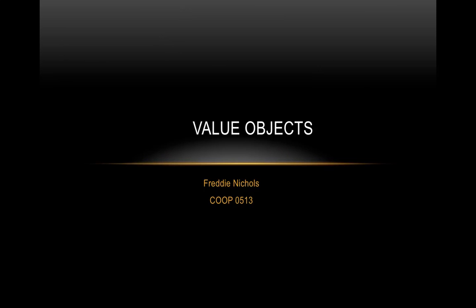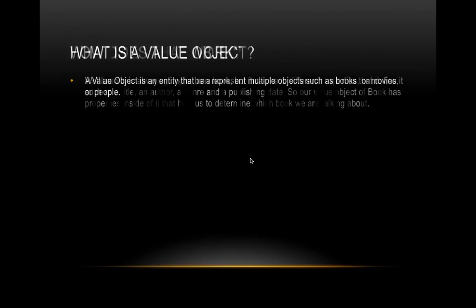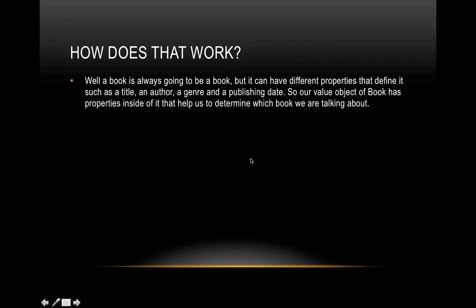Hello, my name's Freddie Nichols, and I'm going to be going over value objects today. So, what is a value object? Well, a value object is an entity that can represent multiple objects, such as books, or movies, or people. So, how does that work?